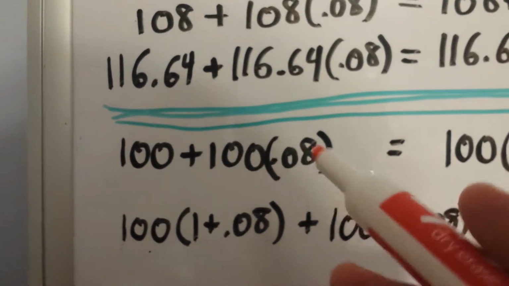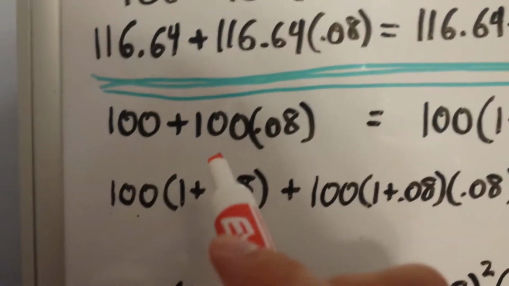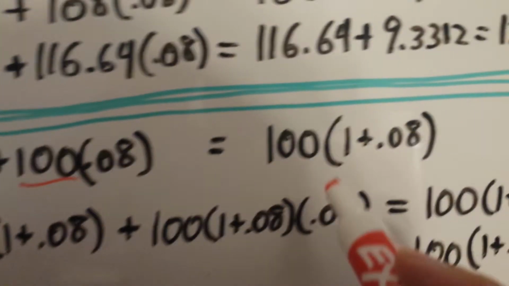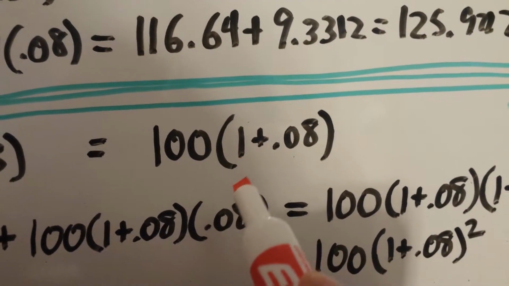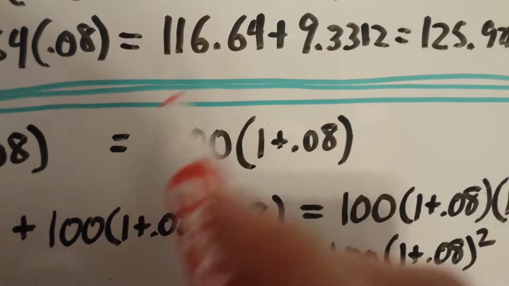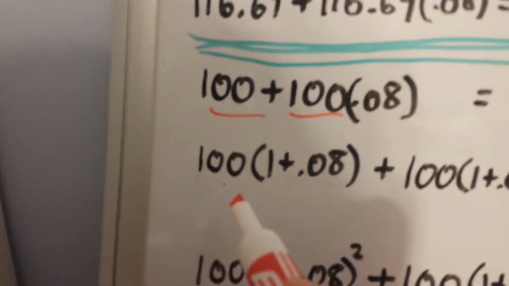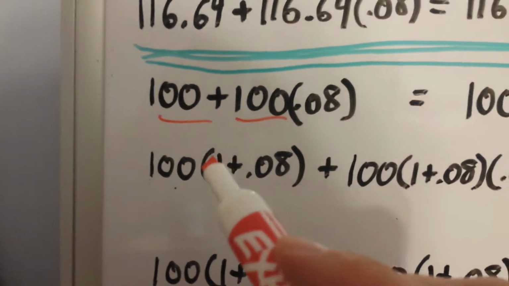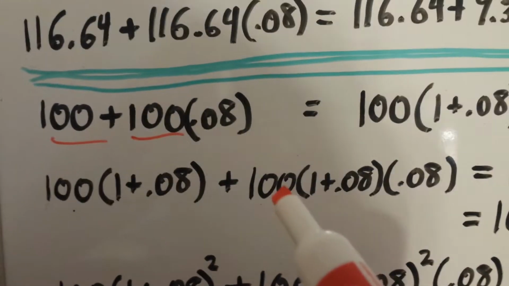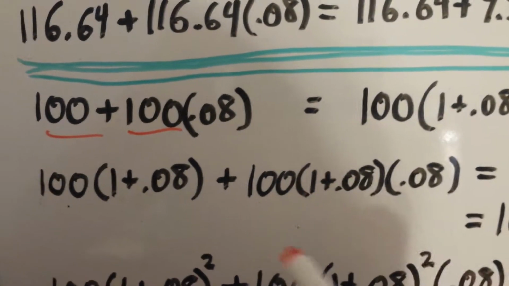But let's just write it as this for now, except let's factor out the 100. When we factor out the 100, this becomes 100 times 1 plus 0.08. So again, this is 108. This is what we get, but we're just going to write it like this, and we're going to compound this again. So we have 100 times 1 plus 0.08, in parentheses there, plus 100 times 1 plus 0.08 times 0.08. It's 8% of this whole thing.